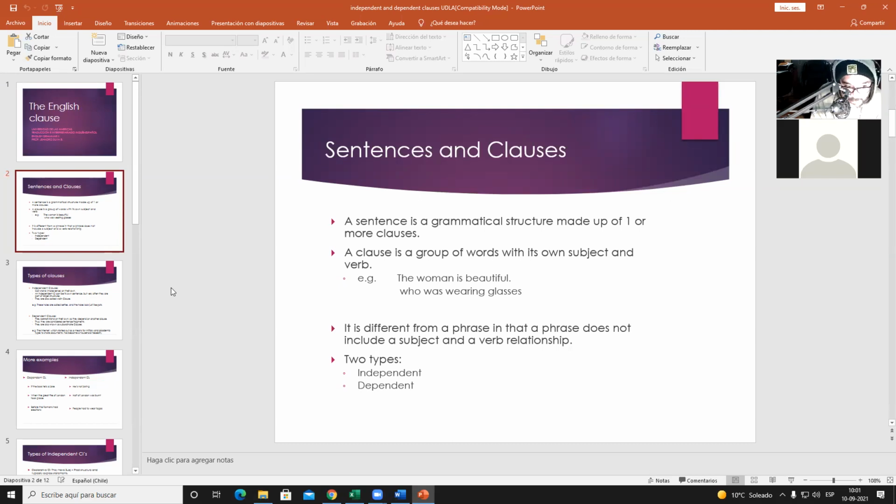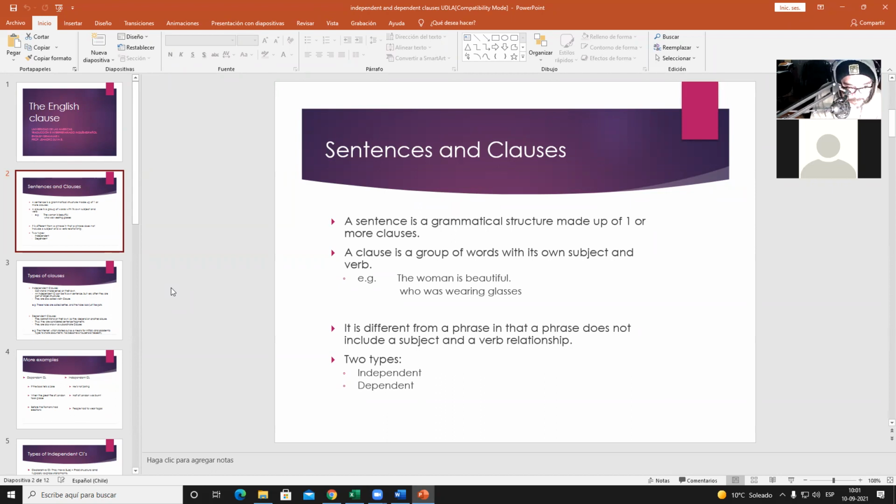So for example, the woman is beautiful is a clause. Why? Because it is composed of phrases. Which are those phrases? The woman, a noun phrase, is, a verb phrase, and beautiful, an adjective phrase. And the second point, one of those phrases must be a verb phrase. So where's the verb phrase? The verb phrase is in the middle: is. The same happens with the second clause, which is composed of phrases. So what are those phrases? The first phrase is who, a noun phrase, was wearing, verb phrase, and glasses, noun phrase, and it works in the very same way as the other one.